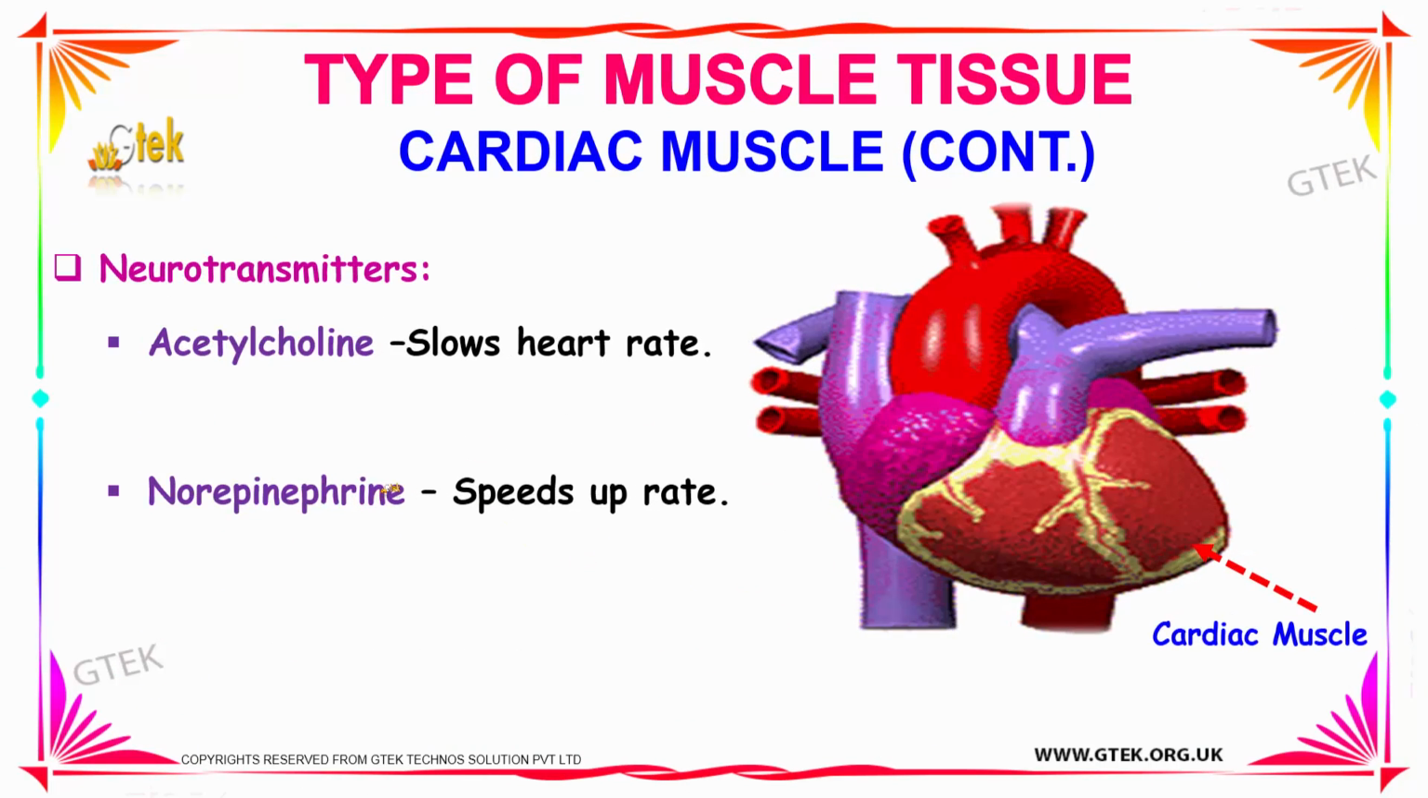The neurotransmitters that function in your cardiac muscles are acetylcholine and norepinephrine. Your acetylcholine slows the heart rate, whereas your norepinephrine speeds up the rate. So this is how your cardiac muscles function, by using the neurotransmitters.